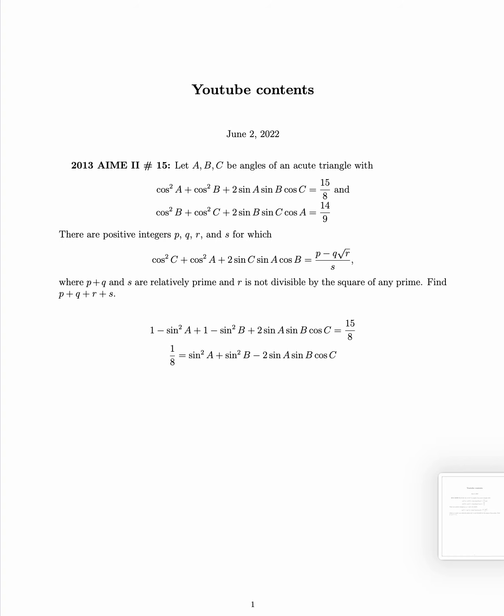Now we can do the same with the other side, which gives 4/9 equal to sine square B plus sine square C minus 2 sine B sine C cosine A. I think this can give us a lot of advice. So we have two sides, 1/2√2 and 2/3. Now I can draw a triangle out, and we want to find the last side.